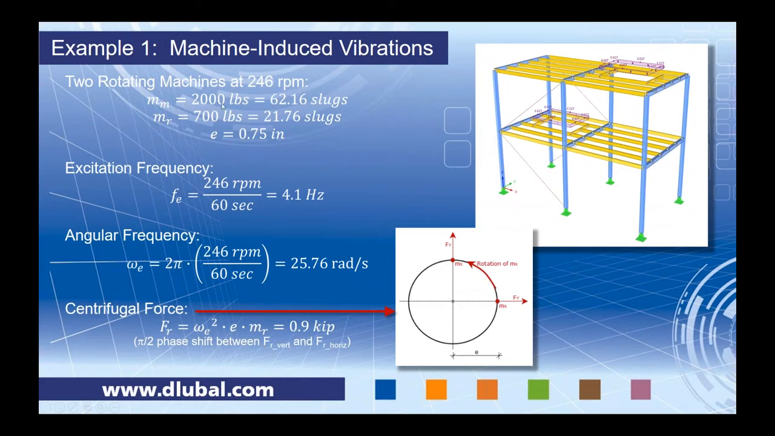Now the mass of the machines is 2,000 pounds. Of that, the mass of the rotors is 700 pounds, operating at an eccentricity of 0.75 inches. In order to find the excitation frequency, all we need to do is take 246 rotations per minute divided by 60 seconds, and we get 4.1 hertz. The angular frequency is 2 pi times the excitation frequency, which gives us 25.76.